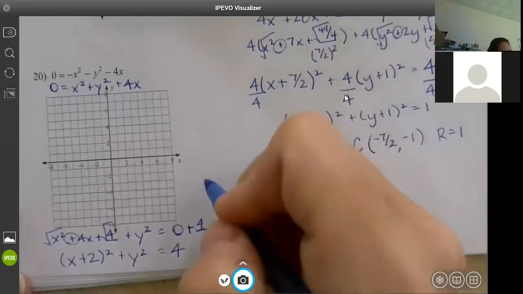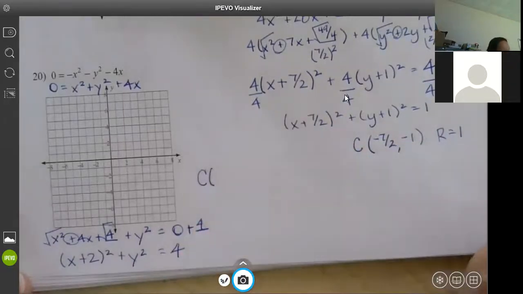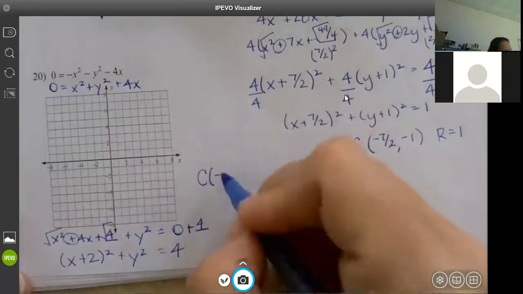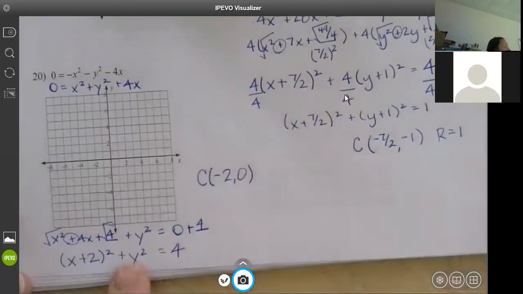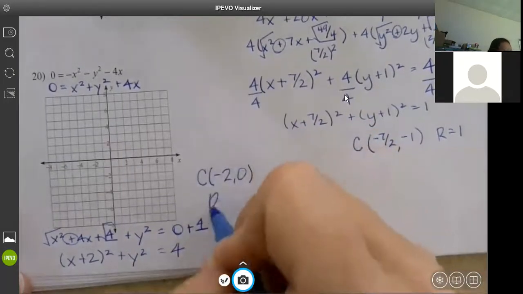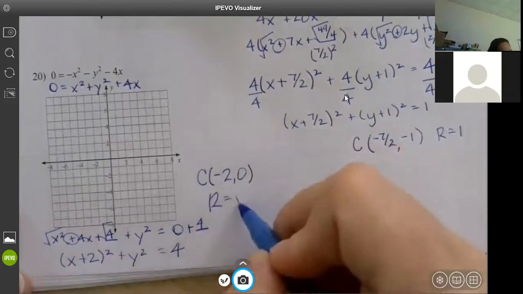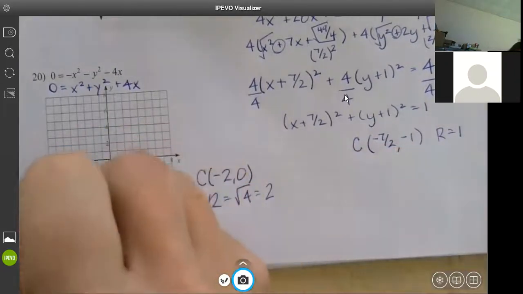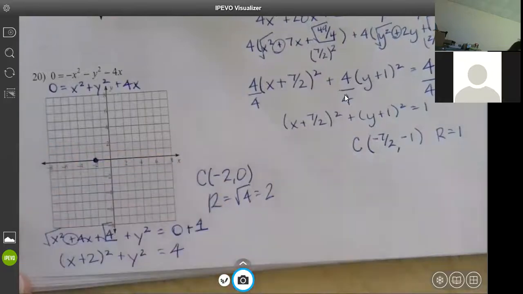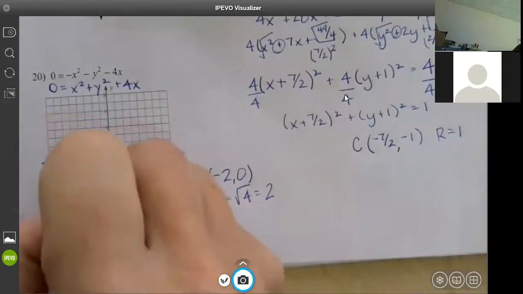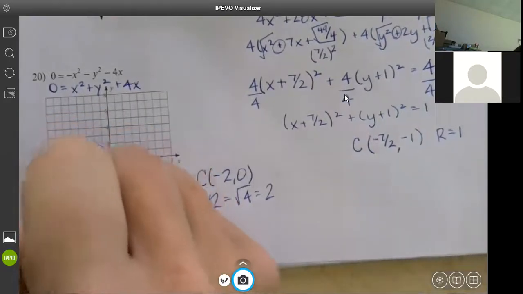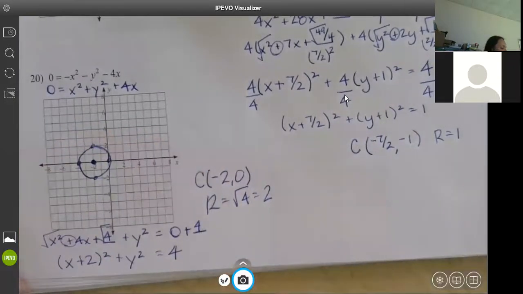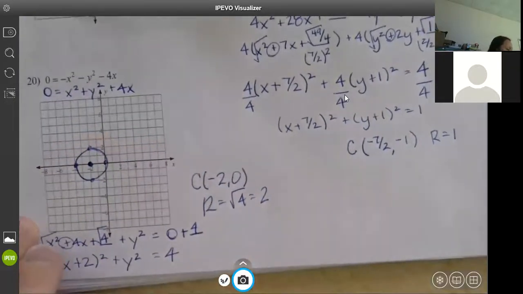What's my center? Negative 2, 0. Again, 0 because there's nothing with that y squared, so we're good to go. What's your radius? Square root of 4, which is 2, just to remind you how to do that. So negative 2, 0 is right here. Up, down, left, right, 2. And that's it. Is everybody good?